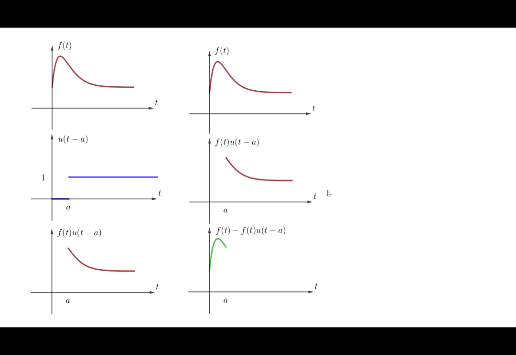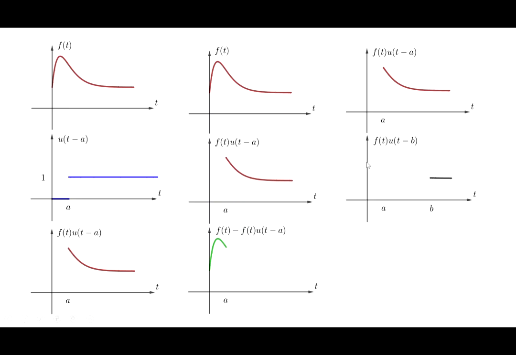Cool? All right. I hope logically this is making sense to you. You really need to make sense of it, okay? Now, I start with this graph, f of t u of t minus a, okay? And then from this, if I were to say the graph of f of t u of t minus b should look like that, would you agree with that?